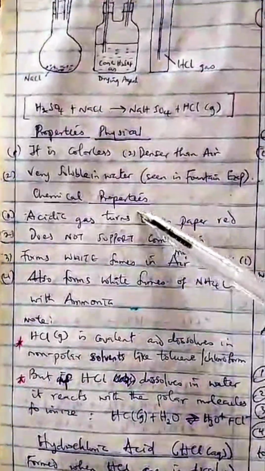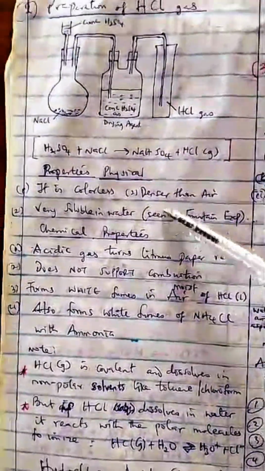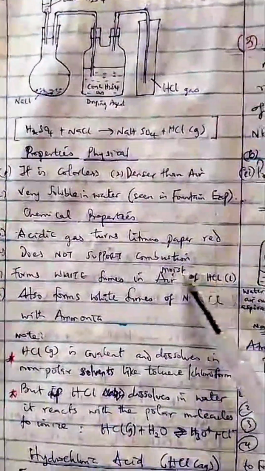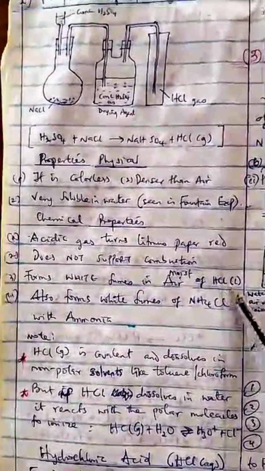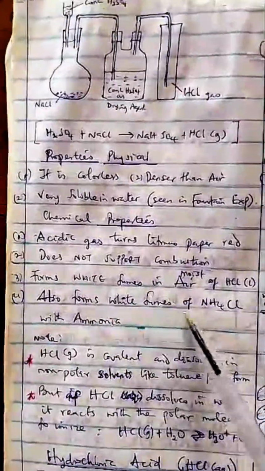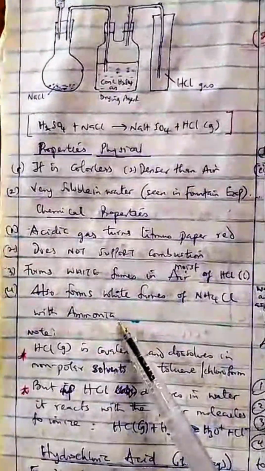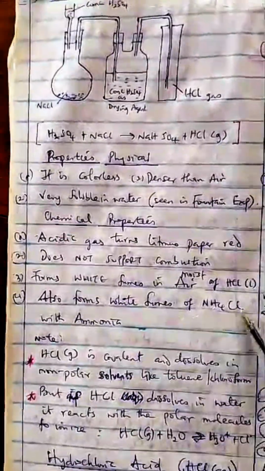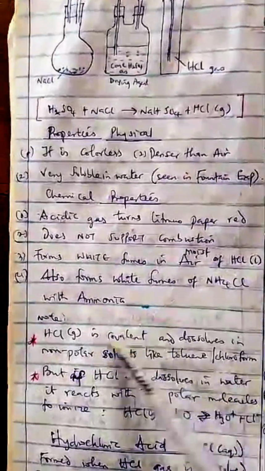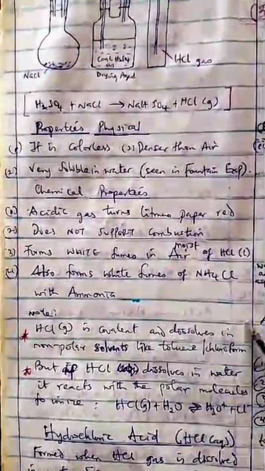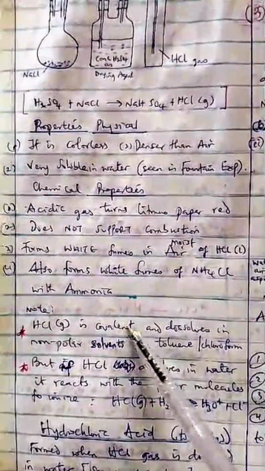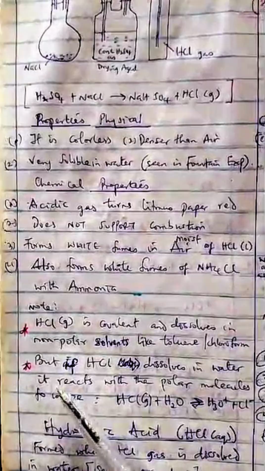All right, so still looking at the chemical properties of hydrogen chloride gas, it forms white fumes in moist air of its liquid counterpart. Okay, so it also forms white fumes of ammonium chloride with ammonia. That's a reaction there. When it reacts with ammonia, it forms these white fumes. So hydrogen chloride gas is covalent and dissolves in non-polar solvents like toluene and chloroform, because it is covalent.